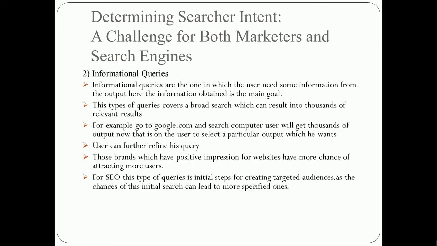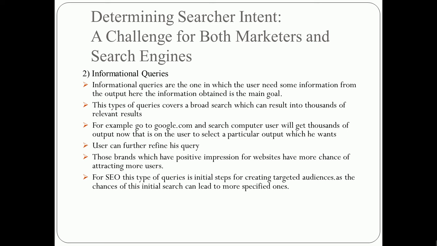The second query is informational queries. Informational queries are the ones where the user needs some information from the output. Here the information obtained is the main goal. So an informational query is a query which gives information as output, and the main goal of the user is to obtain the result. Here there is no other goal, they want only output.